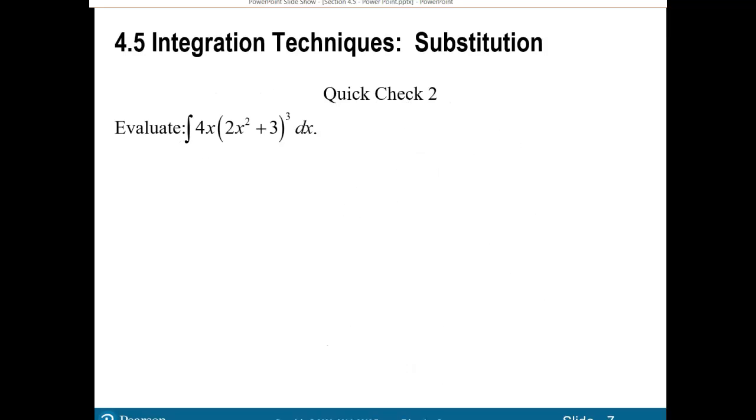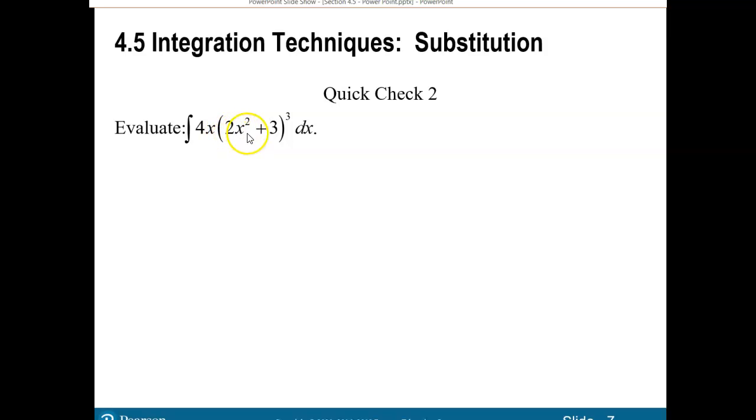Okay, let's try another one. If you want to try this one on your own, it's very similar to our last one, or if you want to watch a few more before you try it on your own, that's fine. You can pause the video, try it, and then press play, or you can just watch. So the indefinite integral, antiderivative, of 4x times (2x squared plus 3) to the third dx.